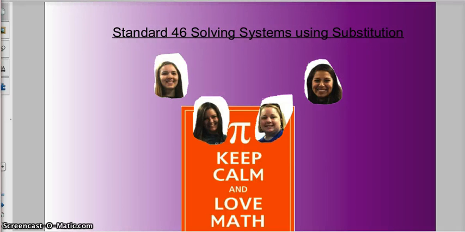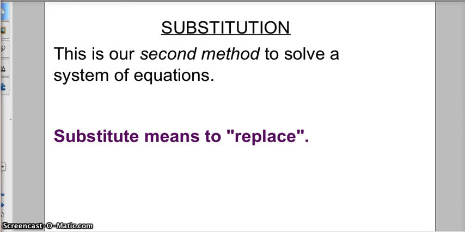All right, this is standard 46, solving systems using substitution. So again, we're still solving systems of equations, except instead of graphing, we're using a different method, which is called substitution. So it's our second method. We're going to do a third method coming up, but we're doing the same thing as graphing, except a different process. But we are finding the solutions.